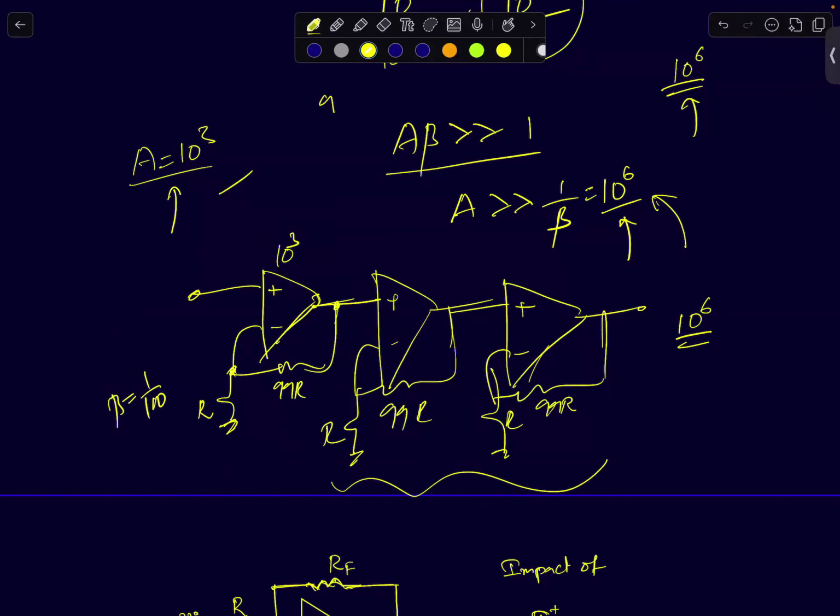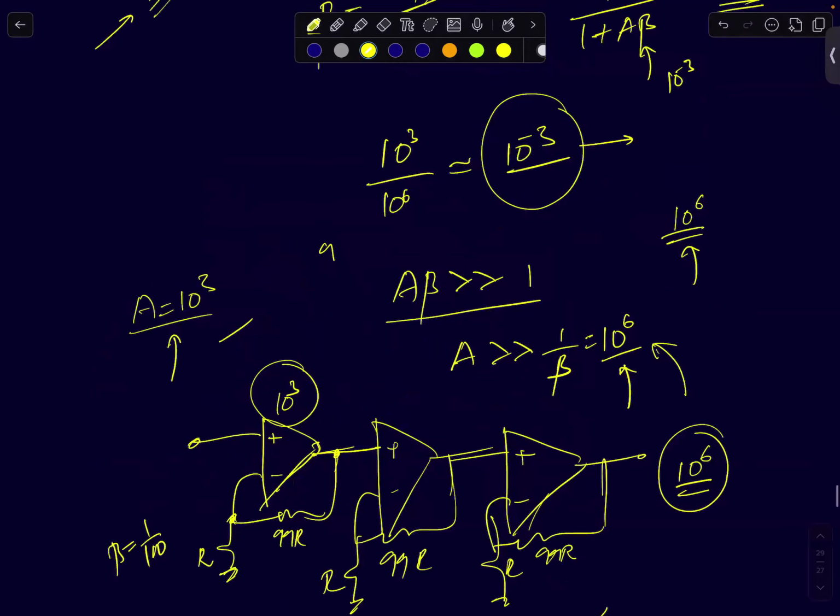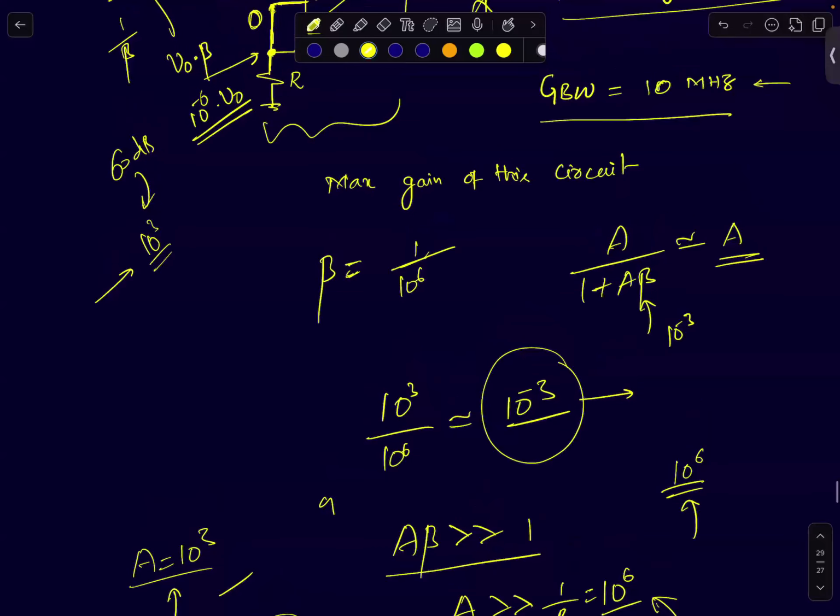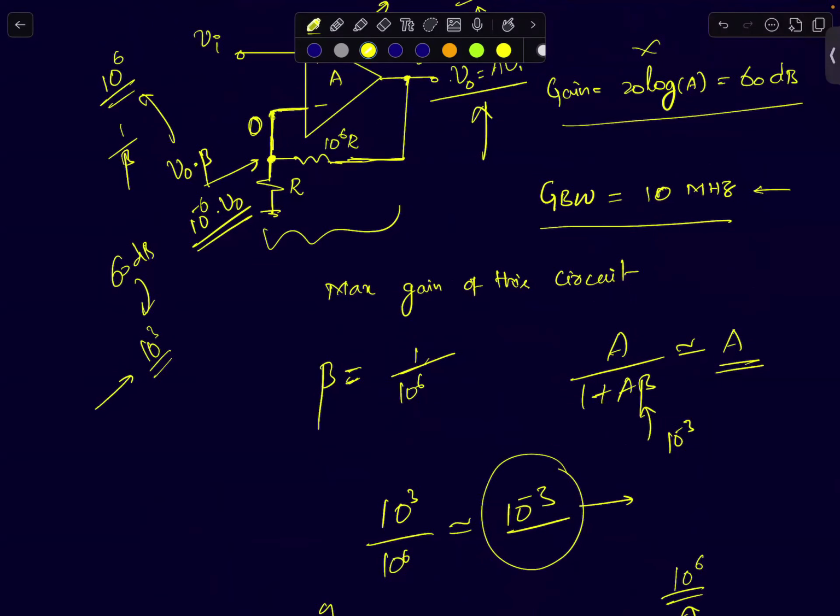If you just had an opamp with a gain of 60 decibels, which is 10 power 3, and you want to achieve a gain of 10 power 6, you cannot do that in a single stage. That's the point I'm trying to make through this example. If you want to achieve a gain of 10 power 6 in a single stage, in a single differential, inverting or non-inverting configuration, it's not possible.